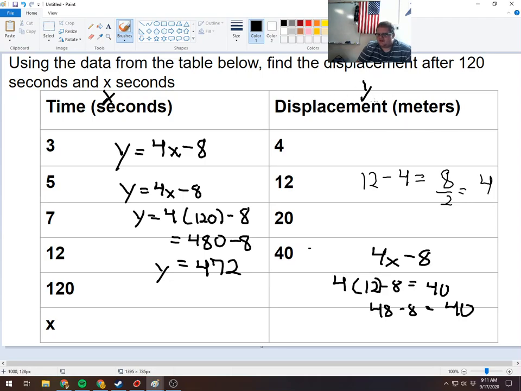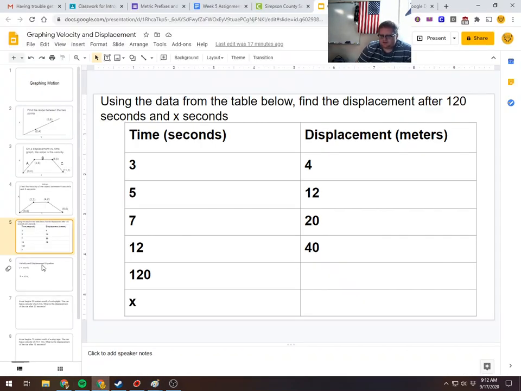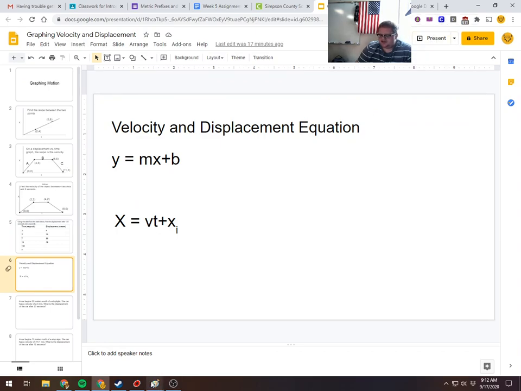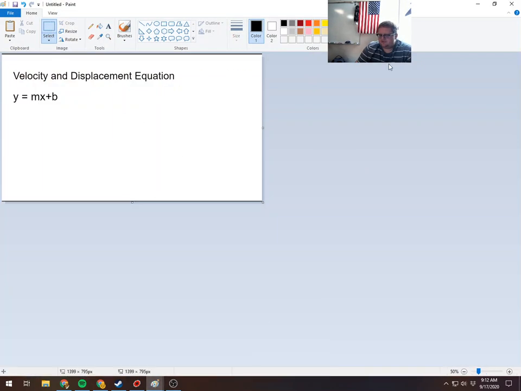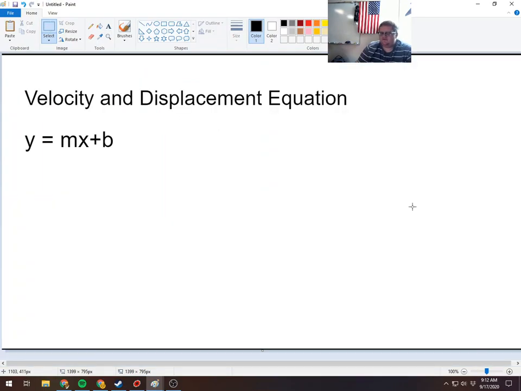Anyways, so that's what I'm getting here. Now let's see if we can make this more general. So we have some data. We know this equation y equals mx plus b, and we also know that when we take a displacement versus time graph, just in general, it's going to be displacement versus time. Put a little vector hat on it so you know it's displacement versus time.